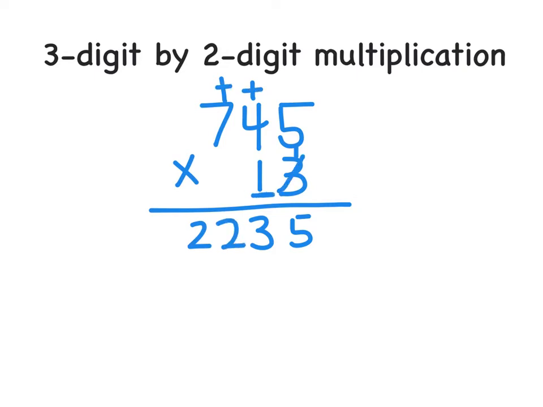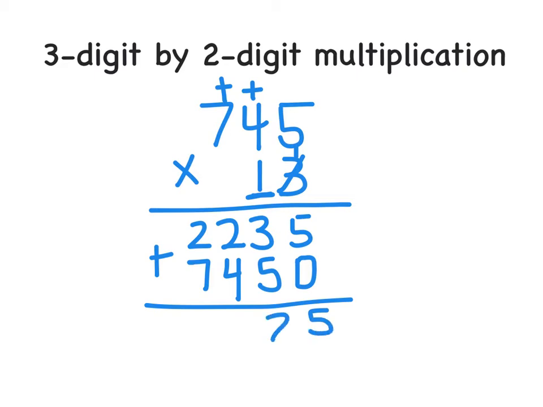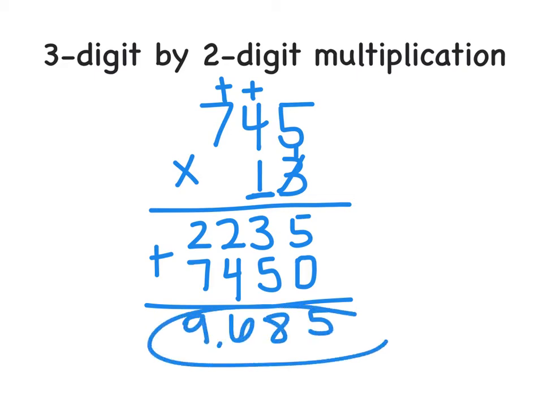When I move over to this 1, since that's really a 10, I need to put a 0 in the 1's place. Now I can multiply 1 by each number up top. 1 times 5 is 5, 1 times 4 is 4, 1 times 7 is 7. And lastly, I add these numbers up to get my final answer of 9,685.